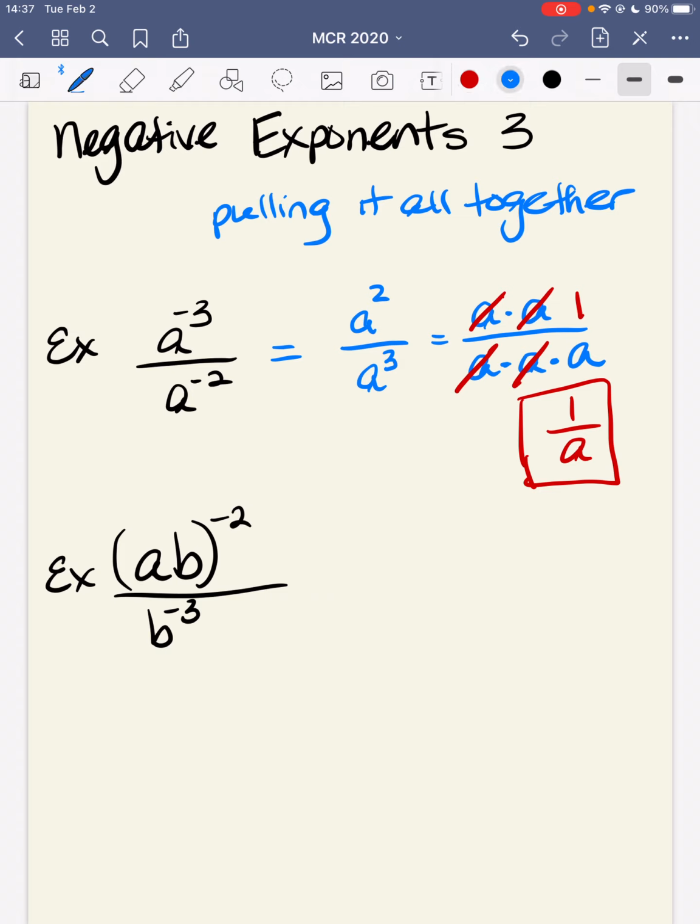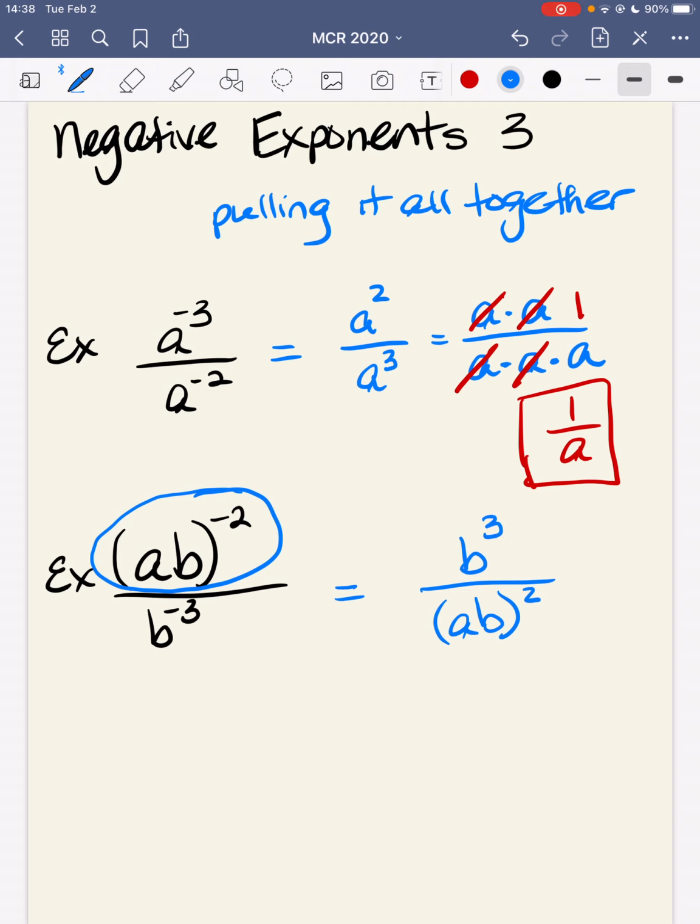All right. So I'm going to do the exact same thing I have been doing with it. I'm going to go ahead and say, okay, this whole piece is to a negative exponent, which means the whole piece needs to move to a denominator. And I'm going to keep it in the parentheses, but I'm going to change my exponent to positive. In the denominator, I have a b to the negative 3, which means it needs to move up top as a positive 3.